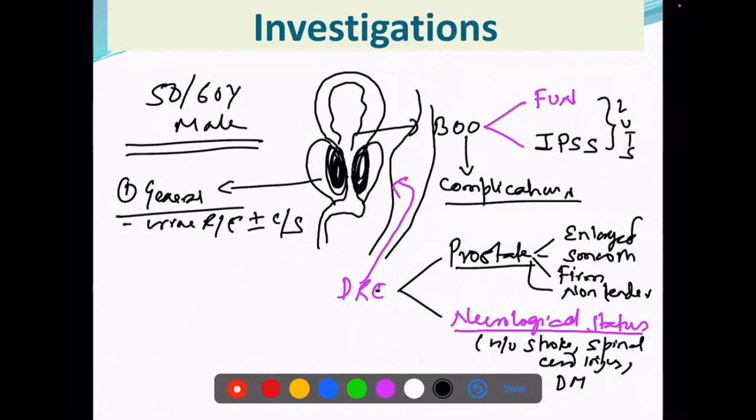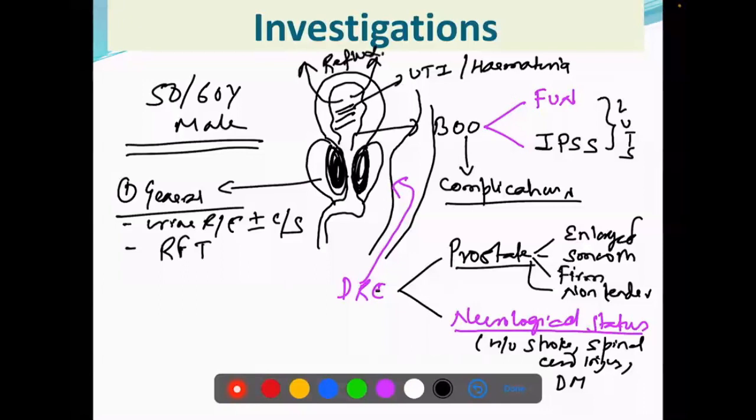Because you know, BPH is associated with obstruction. Obstruction is associated with stasis and it lead to UTI. Okay, there may be hematuria. So you can see those things in urine routine and culture. We do renal function test. In the case of prolonged BPH, it may cause reflux of urine, and reflux can cause bilateral hydronephrosis, and damage to kidney.